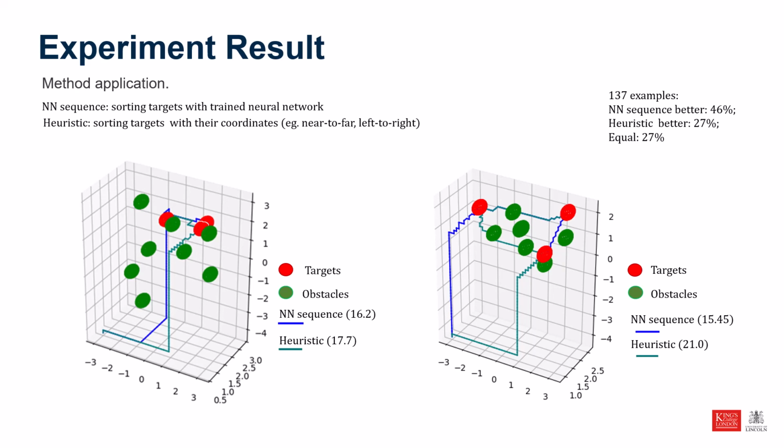Here are 2 examples where our heuristic method works better. In these 2 images, the green circles are the obstacles, which could be green or rotten strawberries. The red circles are the red strawberries. The blue line shows the path following the harvesting sequence sorted by our neural network sequence sorting method, and the teal line shows the path by the heuristic method.